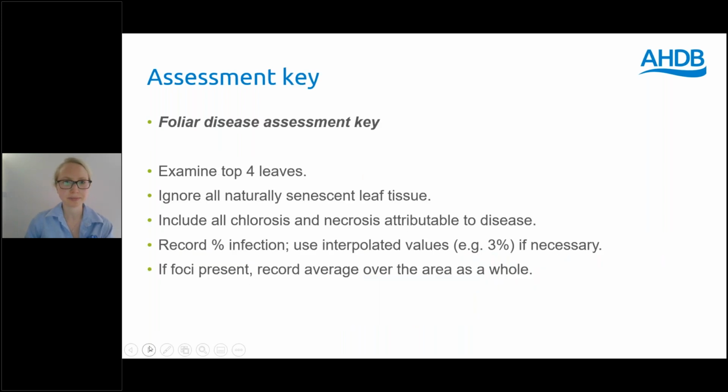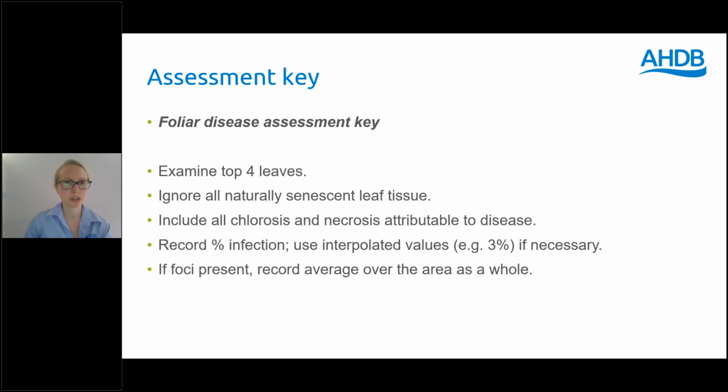Next slide, please. So this is the recommended list assessment key that we use. You've got it in your handout. If you look in your handout, you've got this outline and then what percentage it relates to for each disease. Today we'll just be doing Septoria.